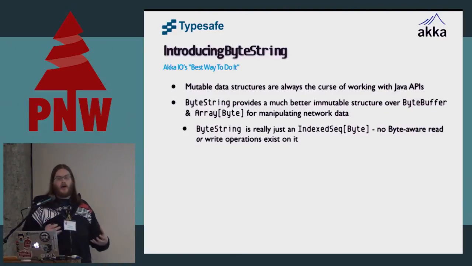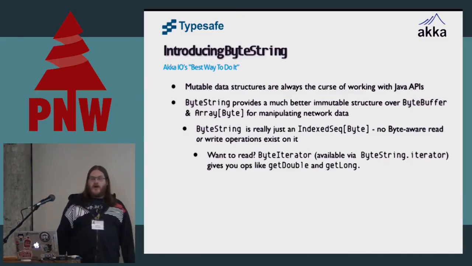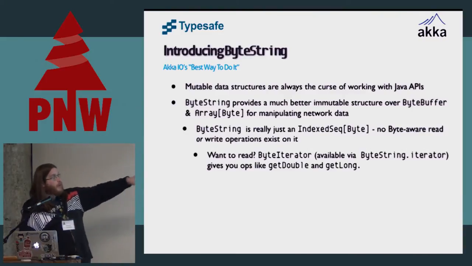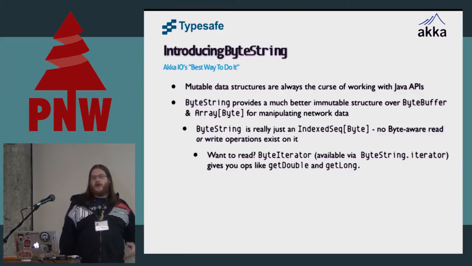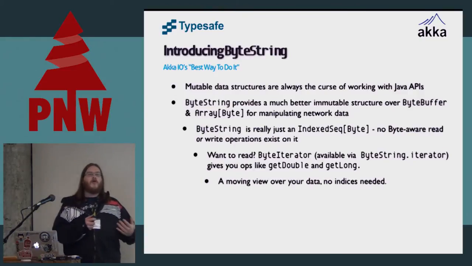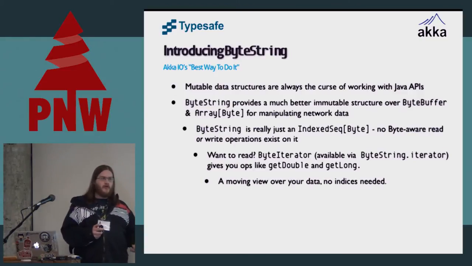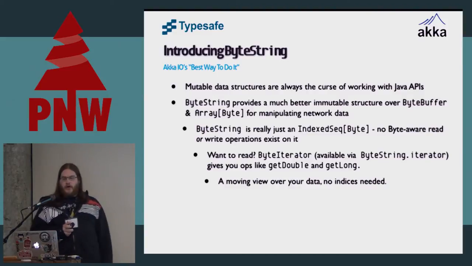There's no byte-aware read or write operations directly on ByteString. Instead, we break it out. So if you want to read, you get a byte iterator via the iterator call. And this gives you ops like getDouble and getLong. And it's a moving view over your data, so you don't have to call indices like you do with ByteBuffer. It moves as you do things like getLong, getDouble. So it keeps going over things.